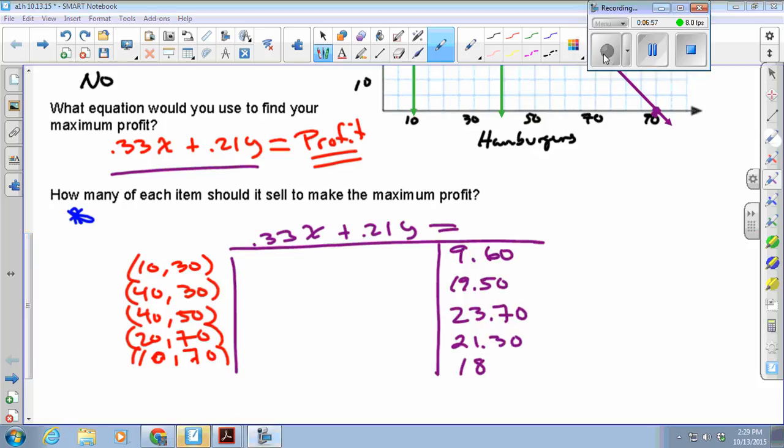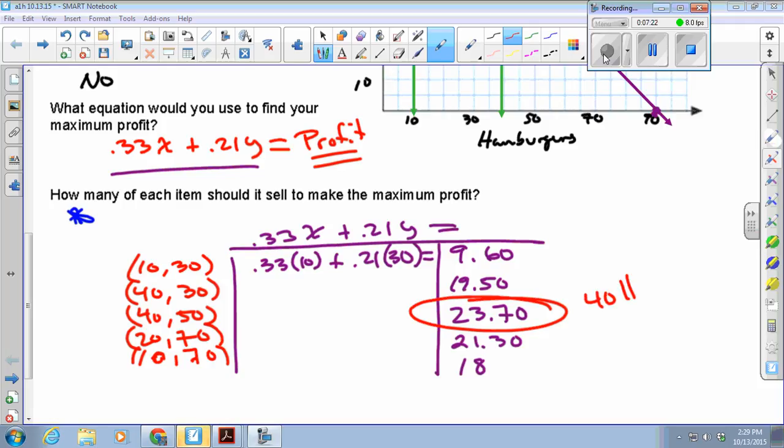Okay, so those are my totals, and like I said, I'll let you plug that in. That's 0.33 times 10 plus 0.21 times 30 equals that, and you can go through that and figure it out. The question is, how many do we sell to maximize profit? And I think that's clear. My maximum profit right there is 23.70. So we're going to sell 40 hamburgers and 50 hot dogs. And we're done.